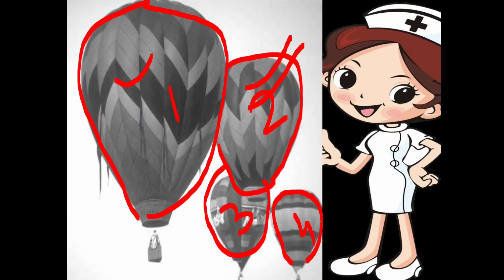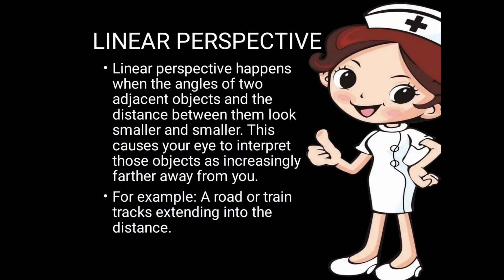So in this way, according to the distance, we interpret which thing is closer to our eyes and which thing is far away from the eyes. Okay, next one is linear perspective. Linear perspective happens when the angles of the two adjacent objects and the distance between them look smaller and smaller. This causes your eye to interpret those objects as increasingly farther away from you.